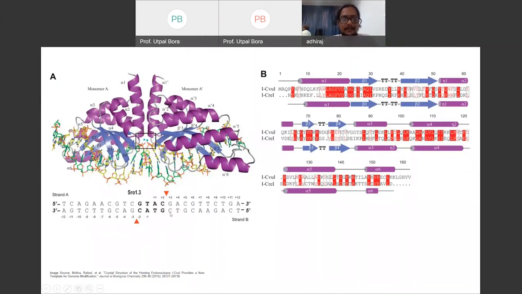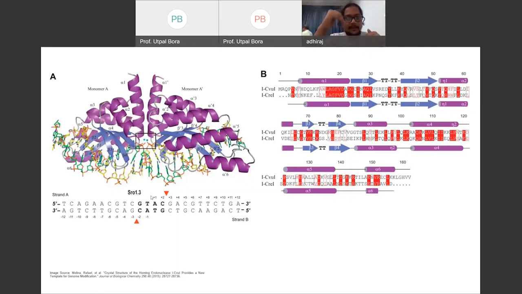The recognition site contains four base pairs, four for meganucleases. These four are always common. So GTAC is the central four nucleotides for CVUI, and CREI has central CATG, I think. Okay, anyway, we'll be moving on and we'll confirm it anyway.